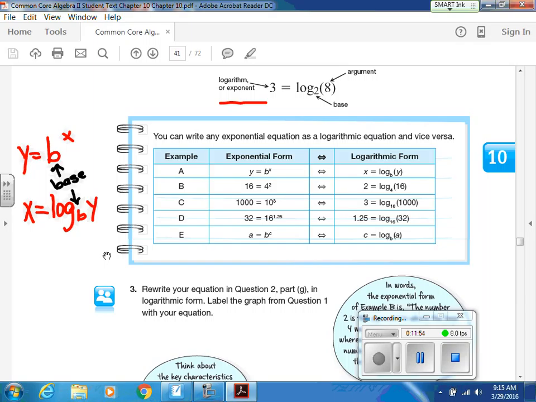So 10 to the third is 1,000. The base is 10, so it becomes the little number. The exponent becomes the answer. And what was your answer becomes the problem. See where it goes there. Okay?